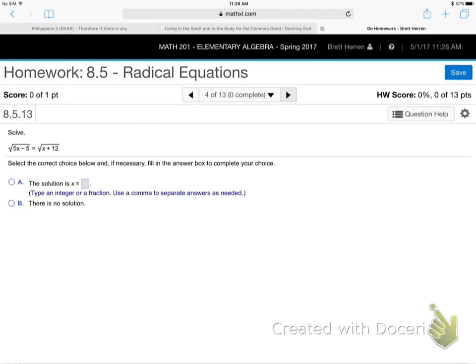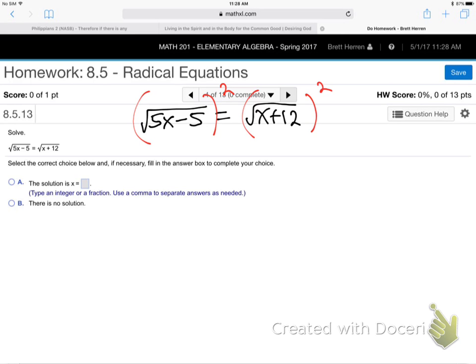All right. So root of 5x minus 5 and root of x plus 12. So we got a root on each side. So we got to get rid of those roots. So what are we going to do? 2 power them. Let's go ahead and 2 power both sides. Parenthesis 2 power, parenthesis 2 power.